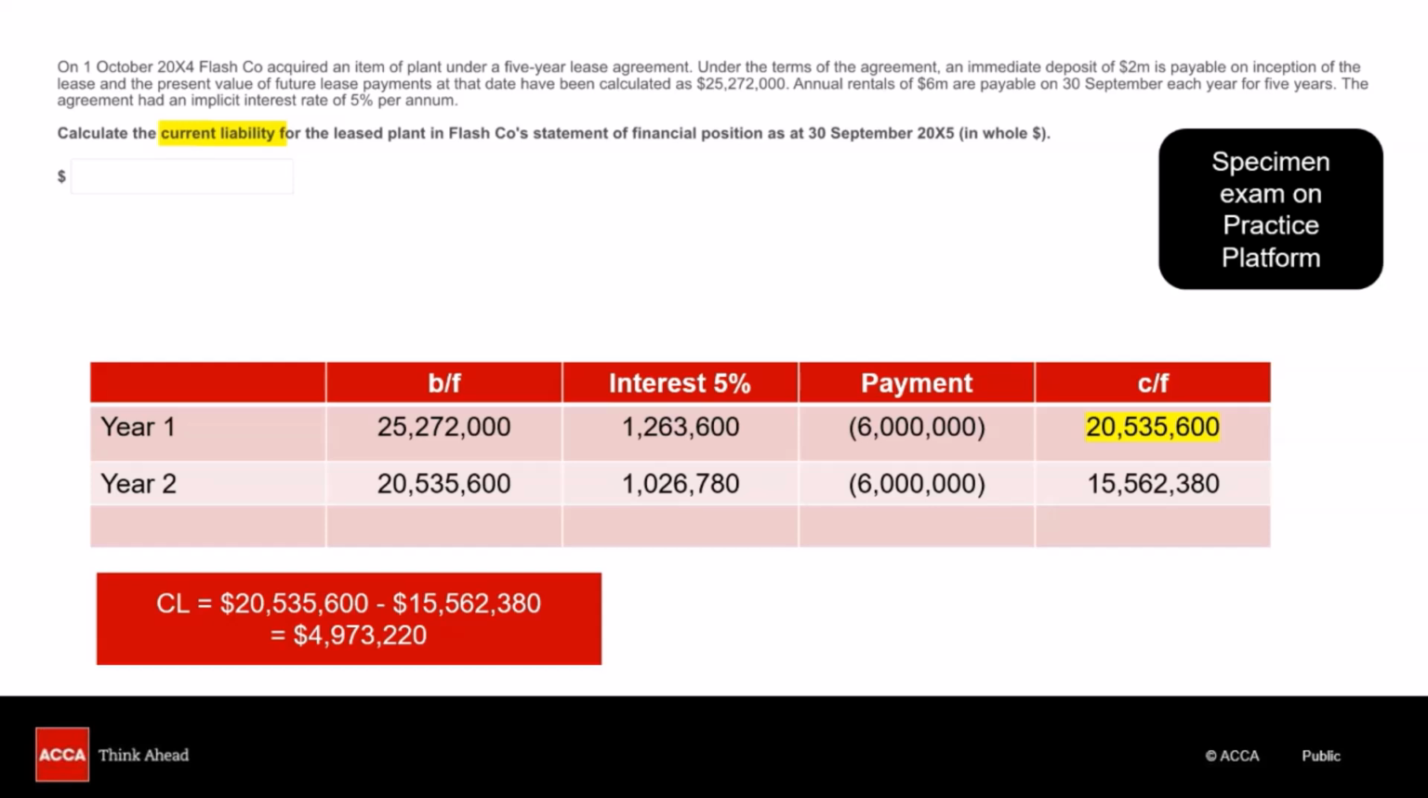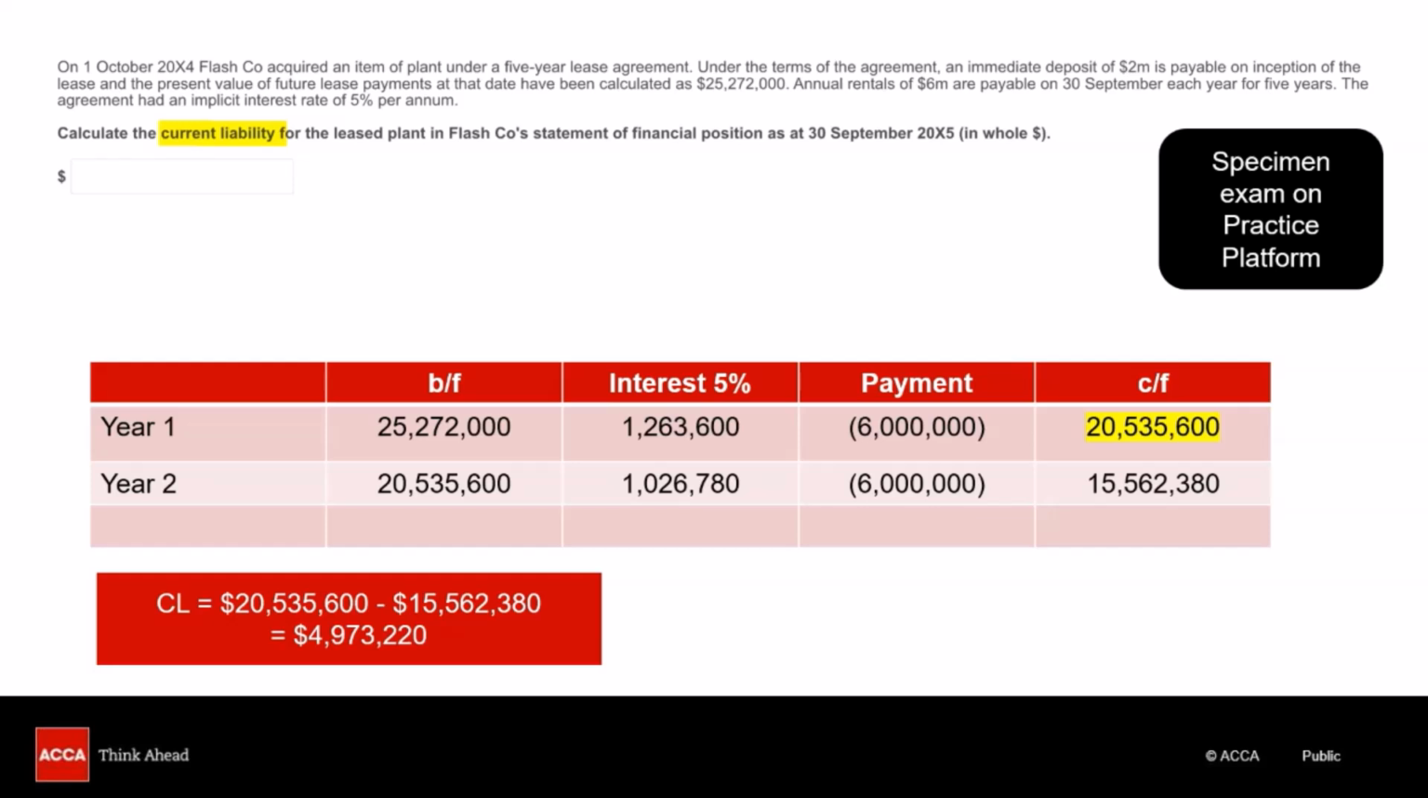balance. Now, our rule with respect to calculation of current liability that we just covered was that you calculate the difference between the closing liability at the current year end and the closing liability which is going to be there at the next year end. The difference is going to be your current liability.